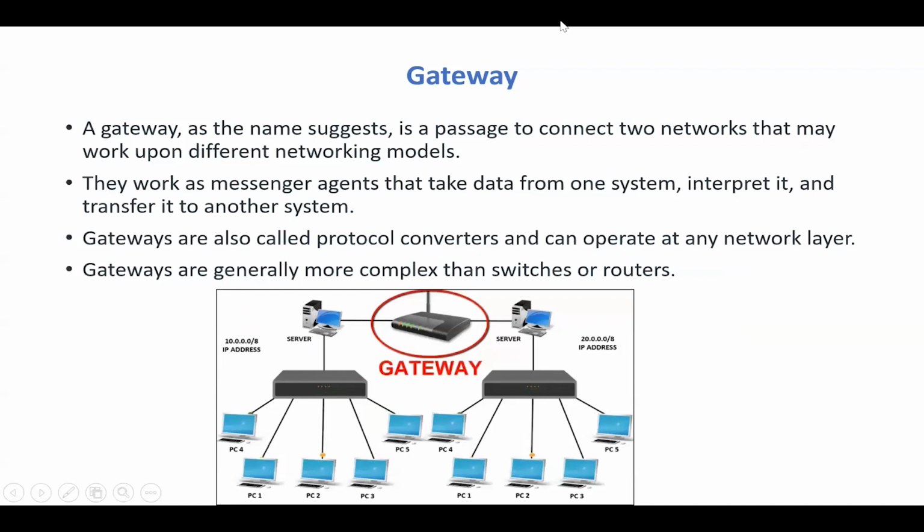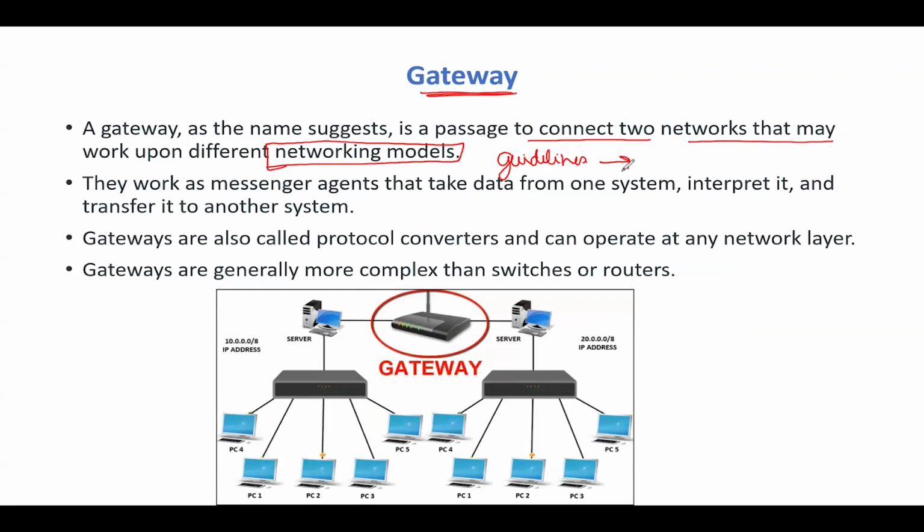The last device of the network which we'll be learning is the gateway. Now, what is a gateway? A gateway, as the name suggests, is a passage to connect two networks that may work upon different networking models. What is a networking model? A network model is a set of guidelines. One network model may be following one set of guidelines, and another may be following different guidelines.